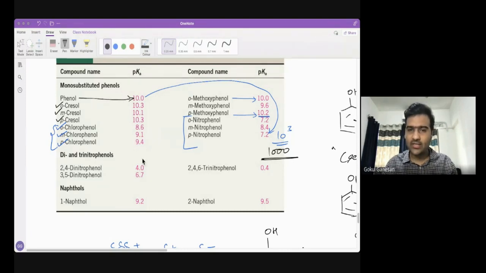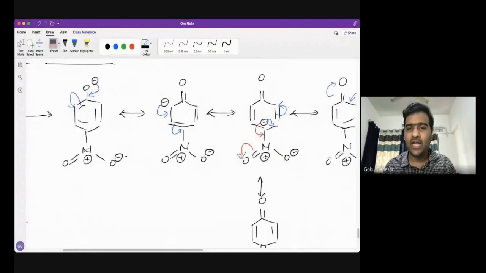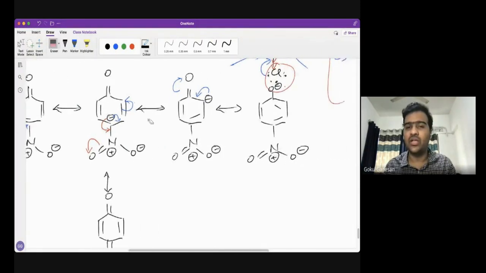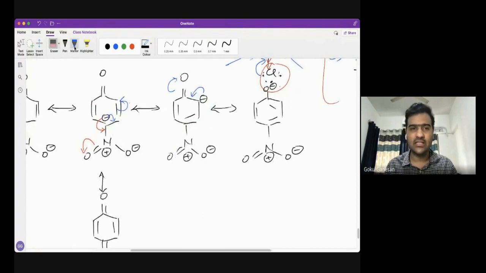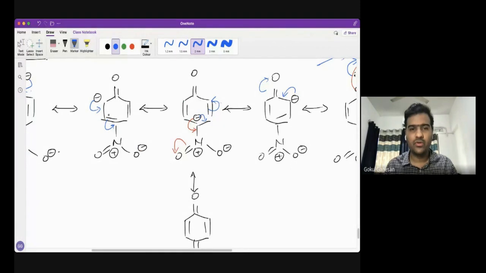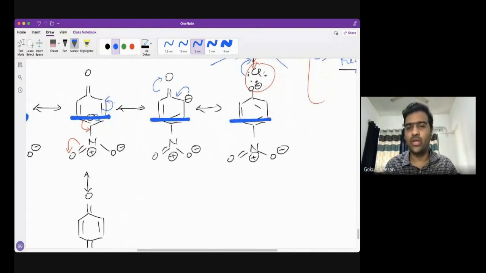Okay, let's move back to the resonating structures. And I think by now it must have become clear to you that the negative charge does not appear on the metacarbon atom in any one of the canonical forms. Do you see that? There is no negative charge here. There is no negative charge here. No negative charge on either of these 2 carbon atoms.